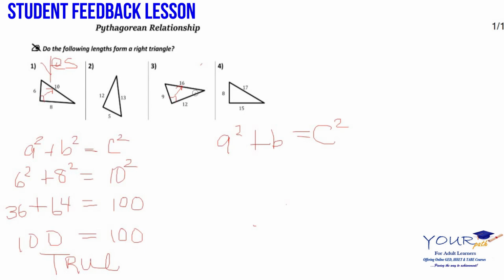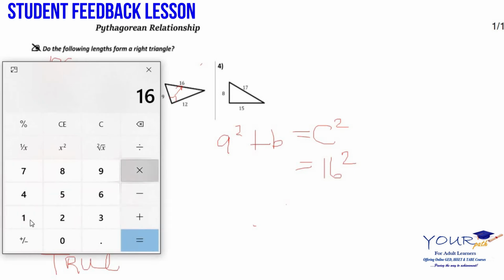So now let's insert our values into the equation. We know that c is going to be 16 squared. So we have 16 times 16 equals 256. So now a squared plus b squared must also equal 256. Let's insert our values into the rest of our equation.